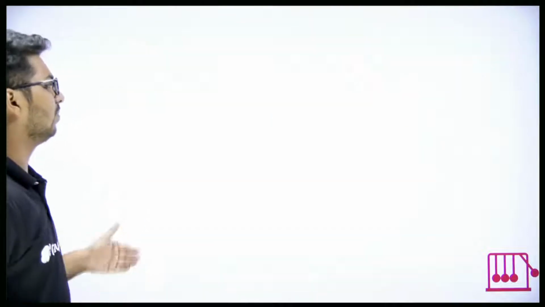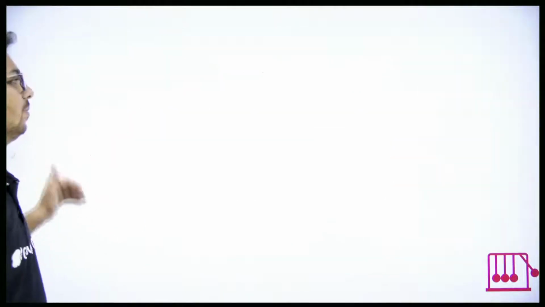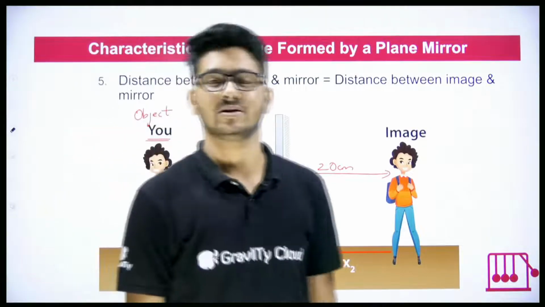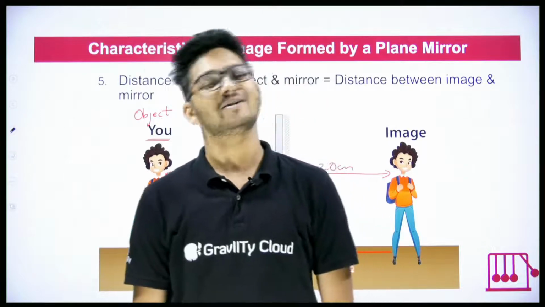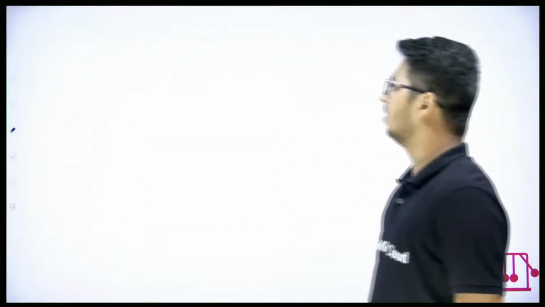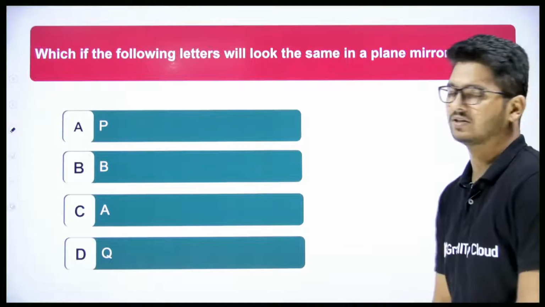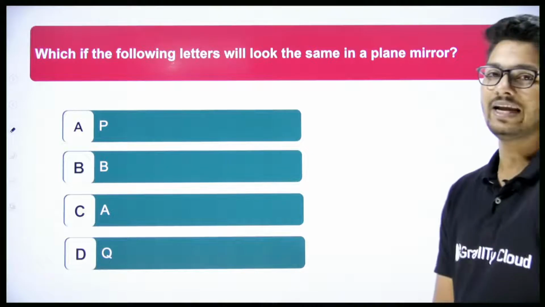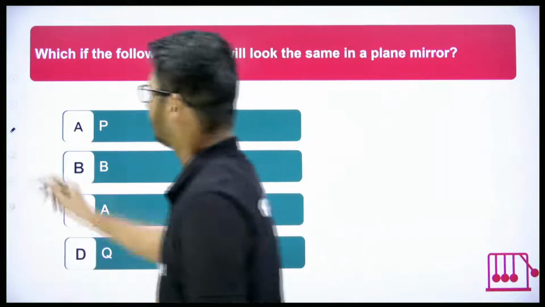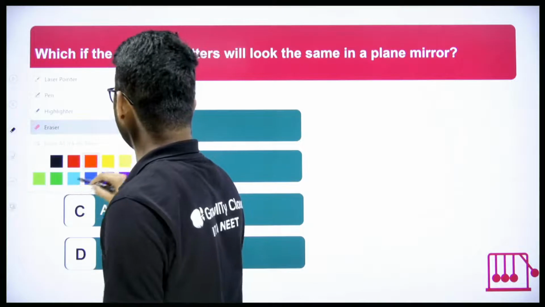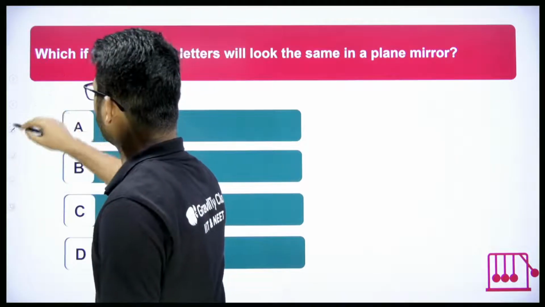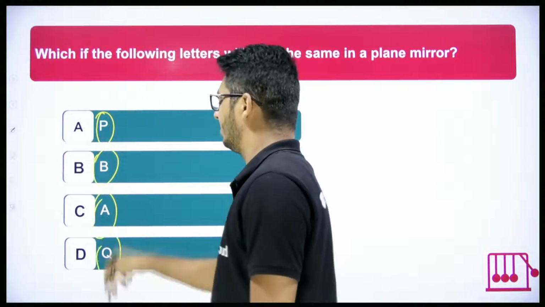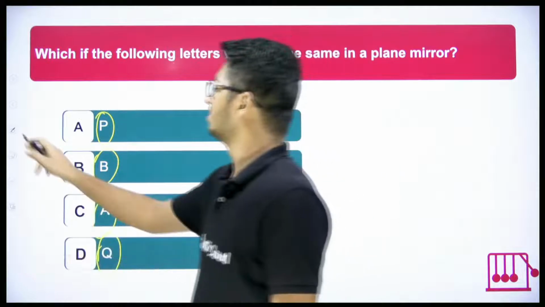So some very important points that we have learned. Some important properties of the images formed by which mirror? Plane mirror. Okay? Okay, let's continue. So one interesting question for us. Which of the following letters will look the same in a plane mirror? Now the letters are not A, B, C, D. The letters that we are talking about here are P, B, A, Q. Okay? So let's look at them.